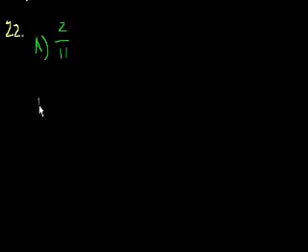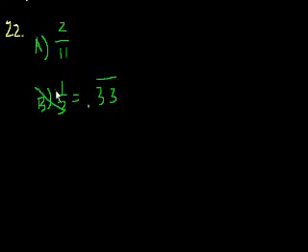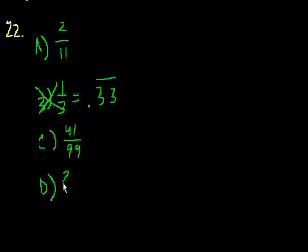2 over 11. B is 1/3, and we already know that that's just going to be 0.33 repeating. Longest sequence of different digits. So it's not going to be choice B, because choice B doesn't have different digits. It just keeps being a 3. So we don't have to worry about that. Choice C, 41 over 99. Choice D is 2 over 3.